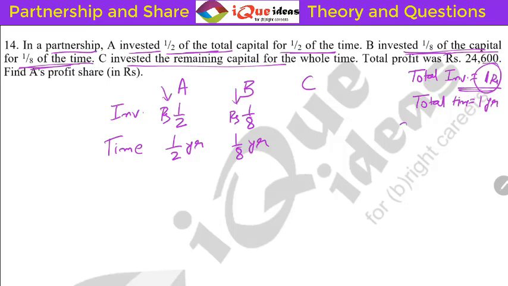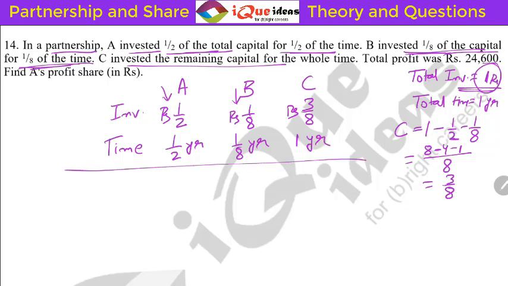Out of that, A has invested 1/2 and B has invested 1/8. So C's capital will be 1 minus 1/2 and 1/8. Both are to be subtracted from 1. So LCM of 8 and 2 is 8. In numerator, we will have 8 minus 4 minus 1, since 1/8 will become 1. No, 4 and 1 is 5. So 8 minus 5 is 3. So it is 3/8. So it is 3/8 rupees investment for C. Alright. And the duration will be 1 year.